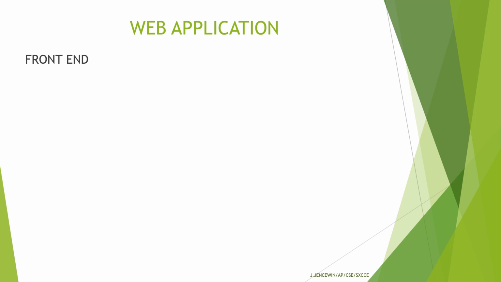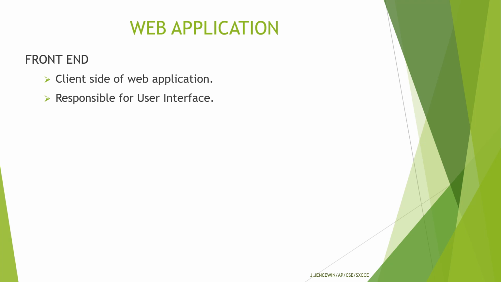So for any website or web application, we can split the whole package, or the complete software, into two different parts. One is called the front end and the other is called the back end. The front end is also called the client side of our web application, and it is responsible for the user interface. Any user can directly interact with the front end.